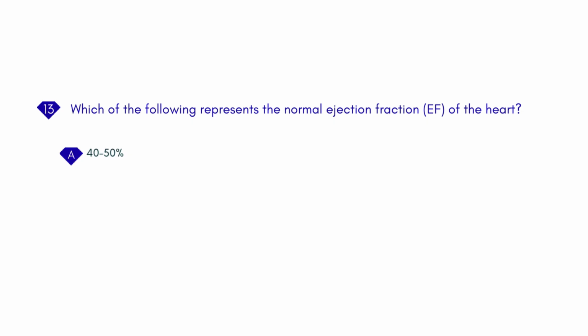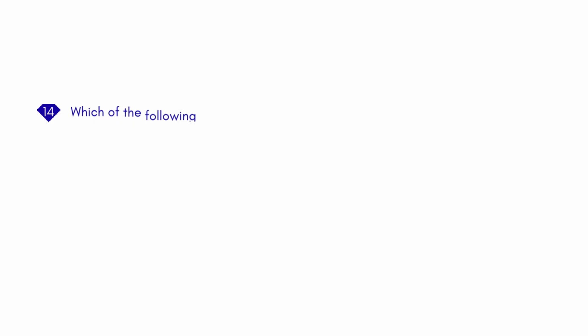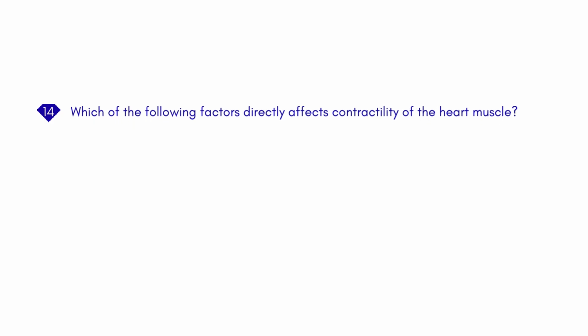A. 40 to 50%. B. 60 to 70%. C. 20 to 30%. D. 80 to 90%. Answer B. 60 to 70%. Which of the following factors directly affects contractility of the heart muscle?